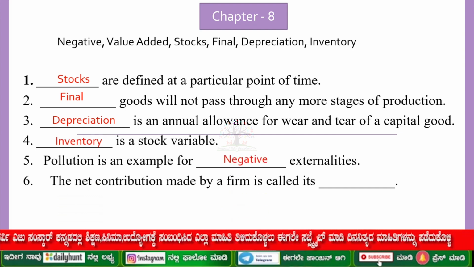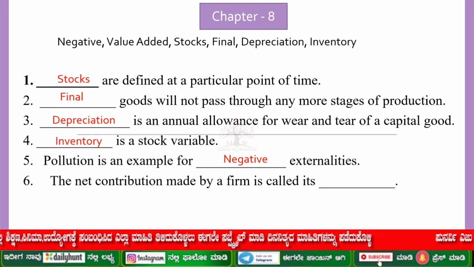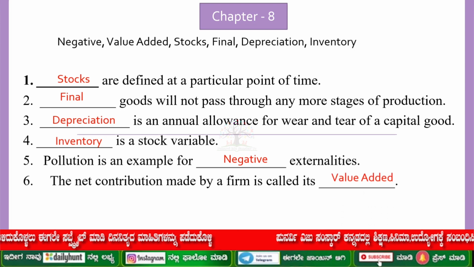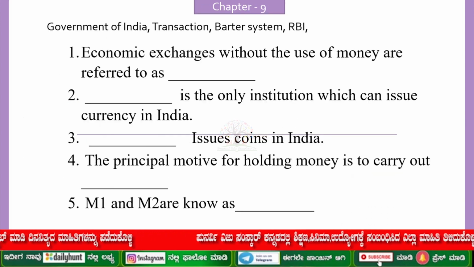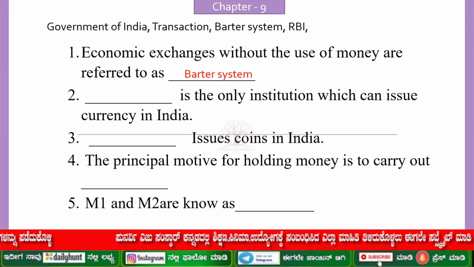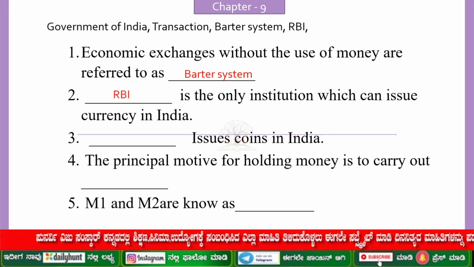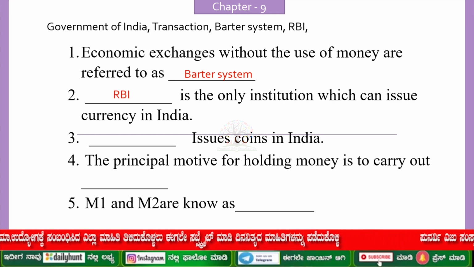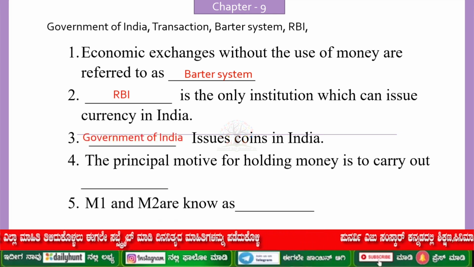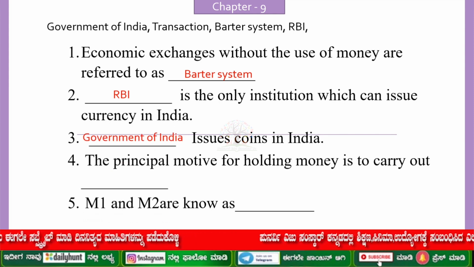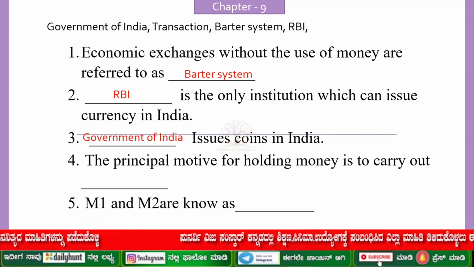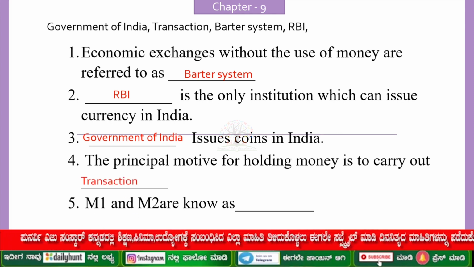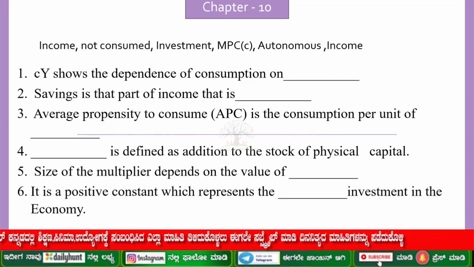Pollution is an example for negative externalities. The net contribution made by firm is called its value added. Economic exchanges without the use of money are referred to as barter system. RBI is the only institution which can issue currencies in India. Government of India issues coin in India. The principal motive for holding money is to carry out transaction. M1 and M2 are known as narrow money.